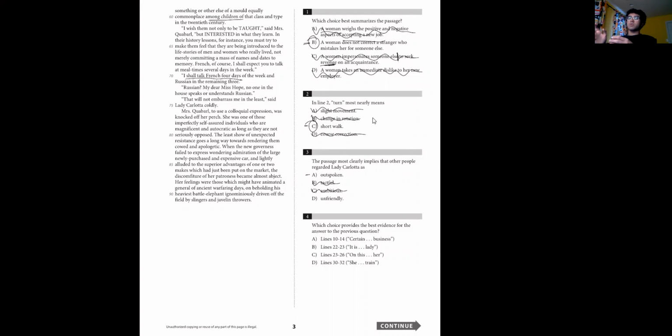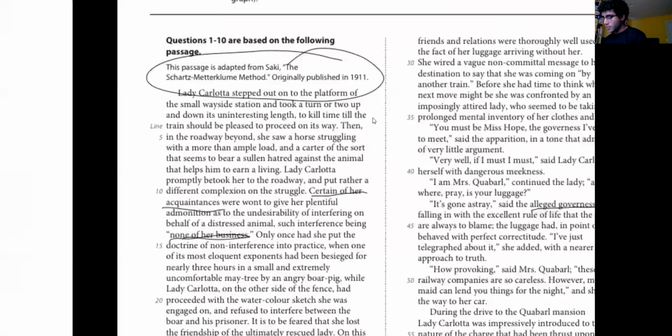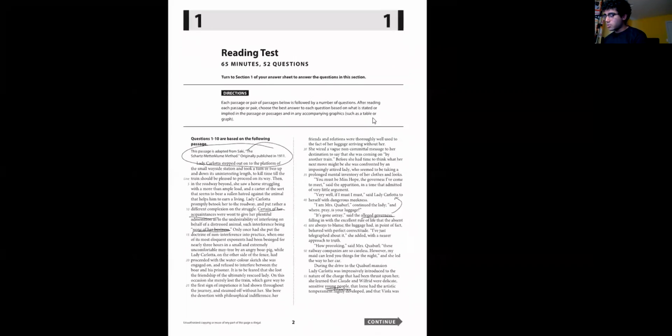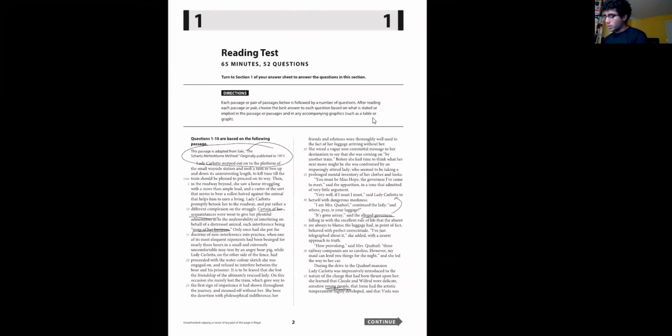So A would be lines 10 through 14, B lines 22 to 23, C lines 23 to 26, and D lines 30 to 32. And you have to analyze them and pick whichever one best supports this argument right here, or best shows that Lady Carlotta is outspoken, right? So in this case, we saw right here 10 to 14. This bit right here, yeah, that's exactly what it is. We saw that was really good, so we're going to leave A. A looks really good.